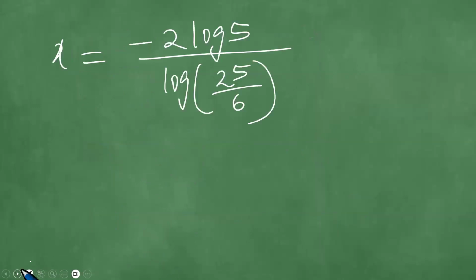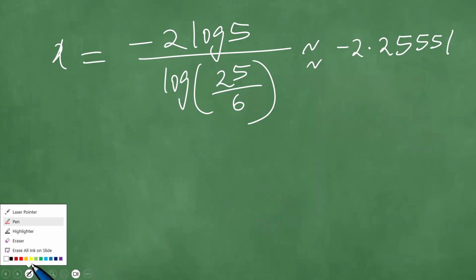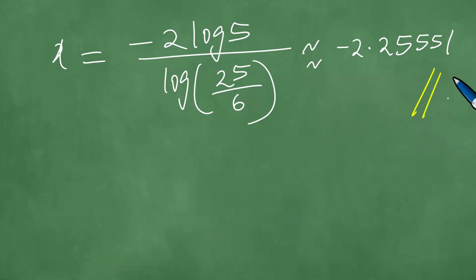Right. And if you use a calculator here, you're able to get minus 2.25551. And this is the answer to the problem. And we have solved this particular equation in a step-by-step manner. Right. But this is not the only way to solve the problem. There are many other ways to solve it.